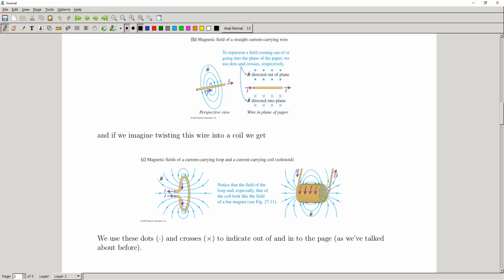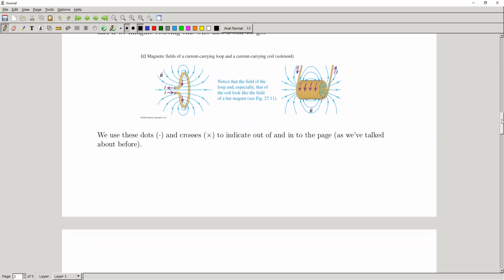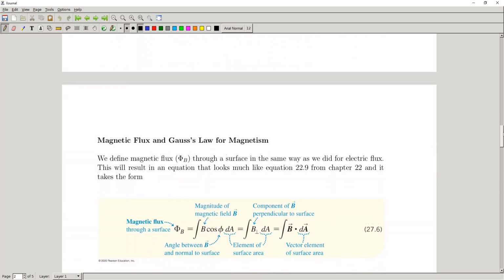Okay, and here I'm just mentioning what these dots and crosses are meant to signify. We're going to come back to these, and we're going to take a much closer look at these as we look at other stuff further on in the chapter and then in subsequent chapters.